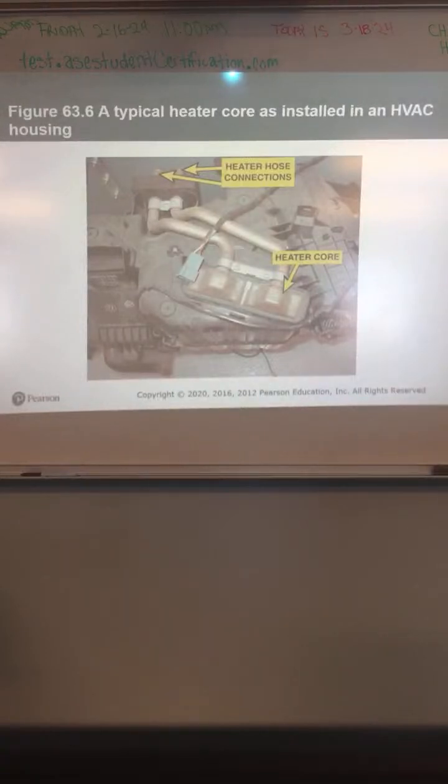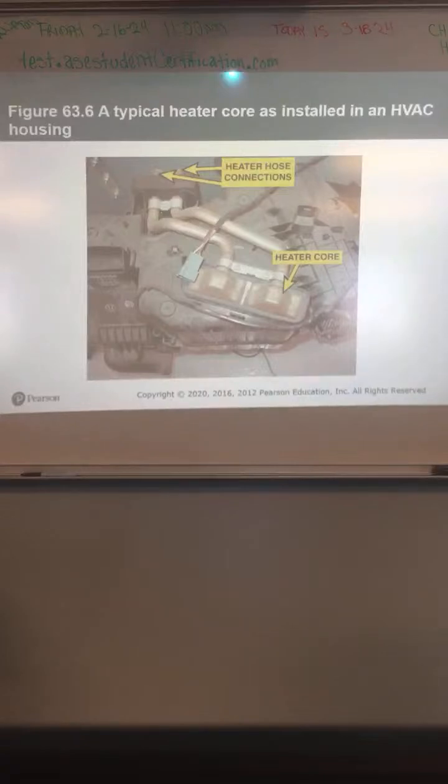Where's the heater core located on a vehicle? If somebody asked you where the heater core was on your car, what would you say? On the bottom? On the passenger side? Okay, it is on the passenger side. It's inside that HVAC housing. You see it in the picture there.